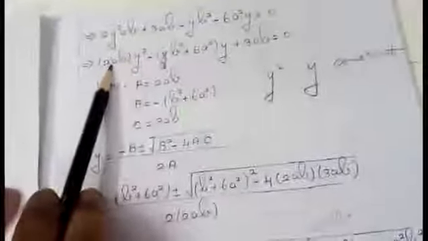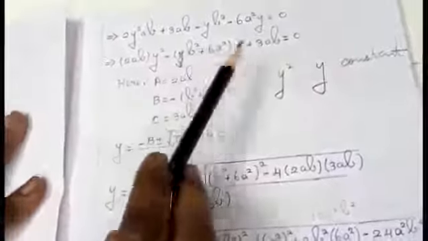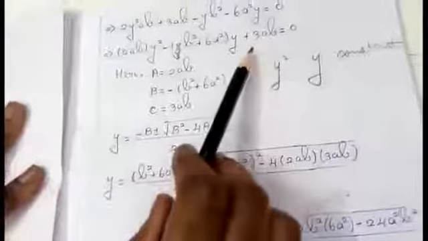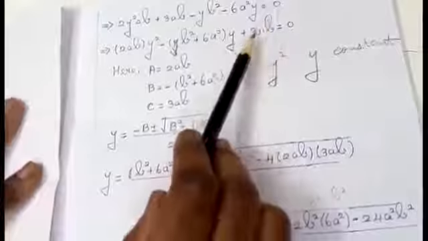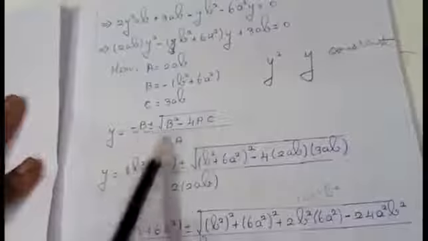If there is a shortcut method, you can use it freely. For the quadratic formula ax² + bx + c, I am going to use y equal to minus b plus or minus root of b square minus 4ac by 2a. Y square, the coefficient near y square is called a, that is 2ab. The coefficient of y is b, that is minus (b square plus 6a square). C, the constant, is 3ab. Minus b plus or minus root of b square minus 4ac by 2a is nothing but the quadratic formula.